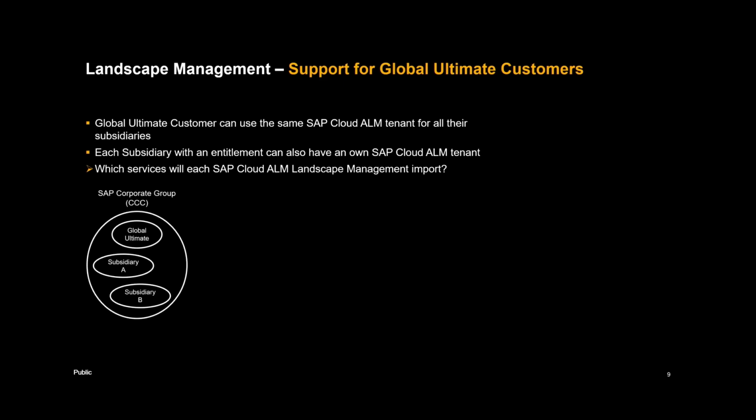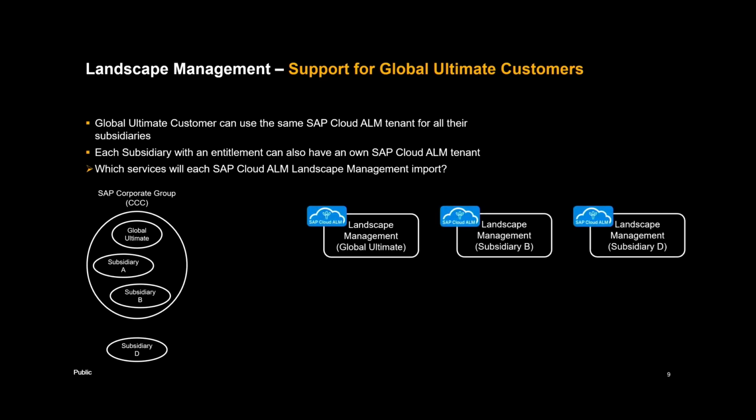So let's look at this example. We have here our corporate group, the Global Ultimate with subsidiaries A and B. This Global Ultimate also has a subsidiary D, which is not in the corporate group. And now here are our Cloud ALMs. The Global Ultimate has one. Subsidiary B also created their own Cloud ALM, so they provisioned their own one. And then subsidiary D also provisioned a Cloud ALM.